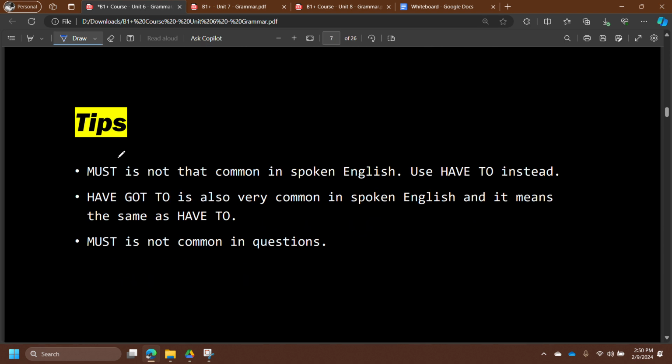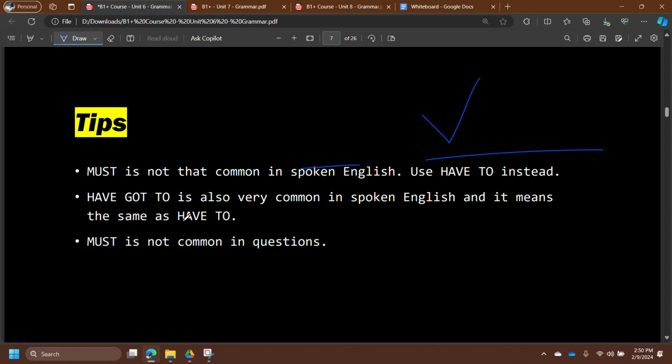More tips. Must is not that common in spoken English, and we use have to instead. So when you're talking a lot and when you're talking about the rules, actually not writing them, more often than not, people actually use have to and not must.